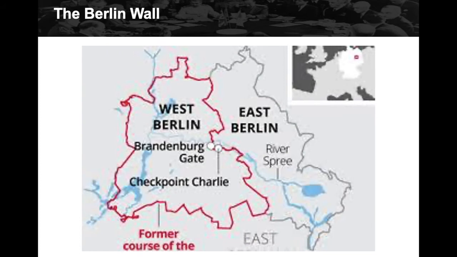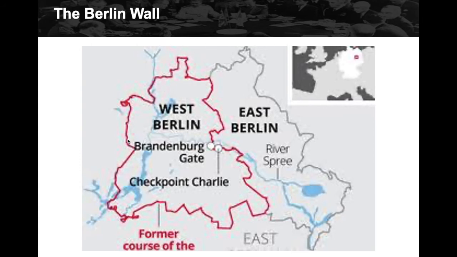So here's a map of East and West Berlin, and you see the red line is the Berlin Wall. Now this is the part of the wall that goes through the city itself. And if you look at a map, then out here, this is more country. This is a rural area, more farmland out here. And so the wall went all the way around.